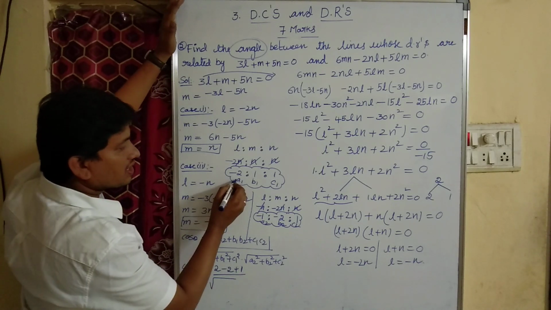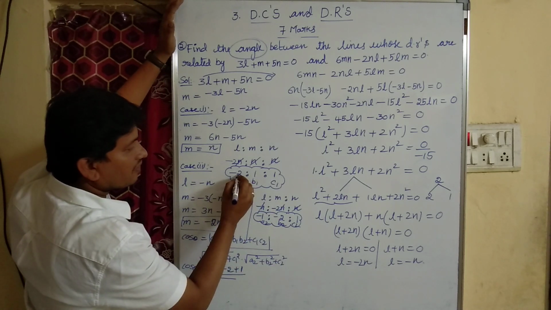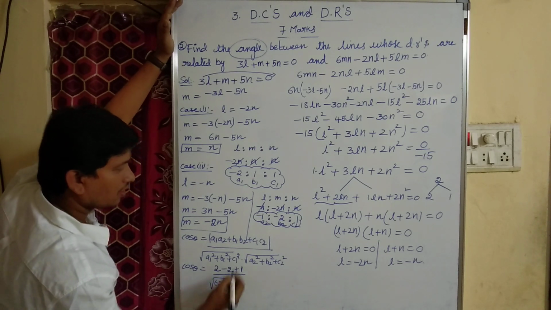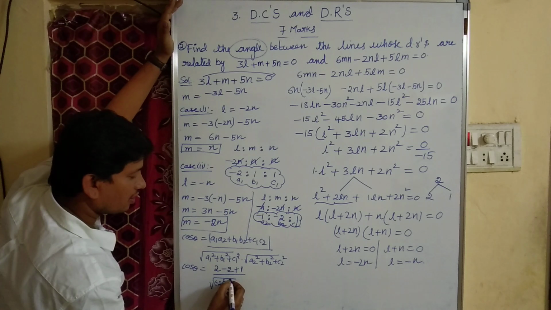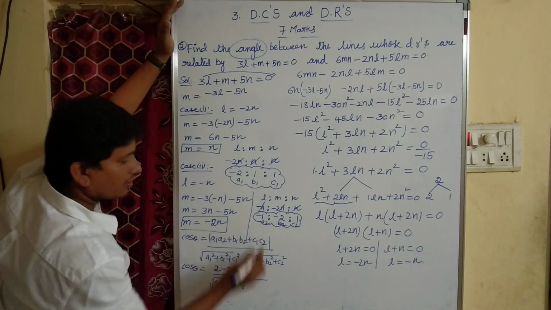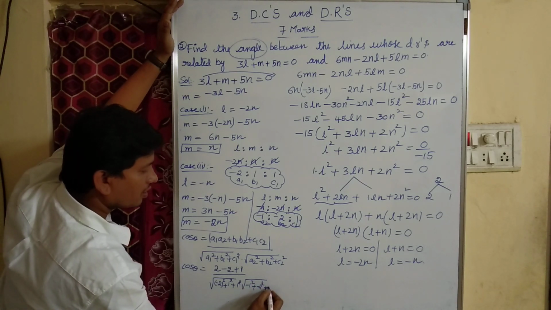See, let us find A1 square plus B1 square plus C1 square. See children, A1 square means minus 2 whole square plus B1 square means 1 square plus C1 square means 1 square, into A2 square, minus 1 whole square, minus 2 whole square plus 1 square.